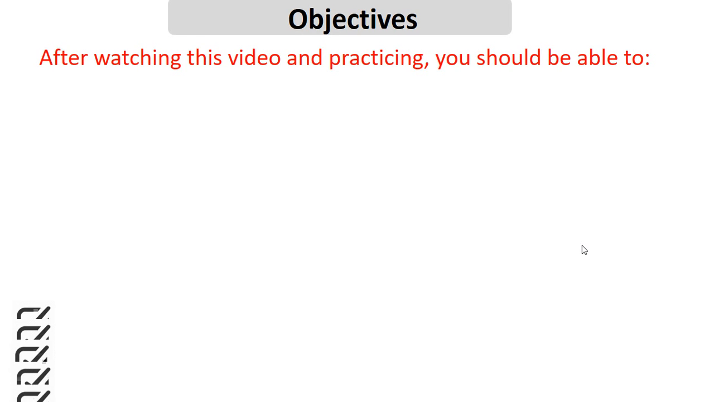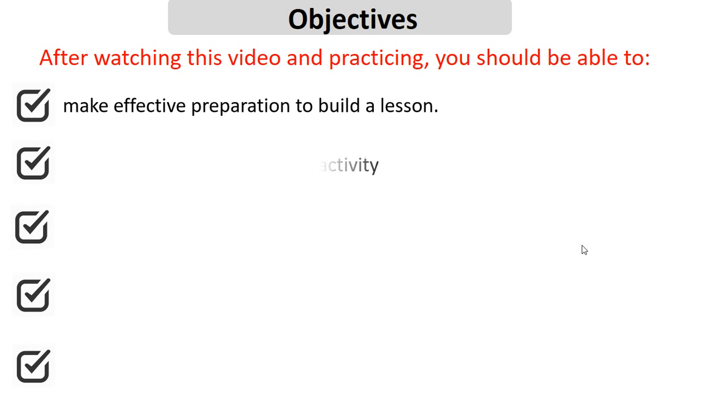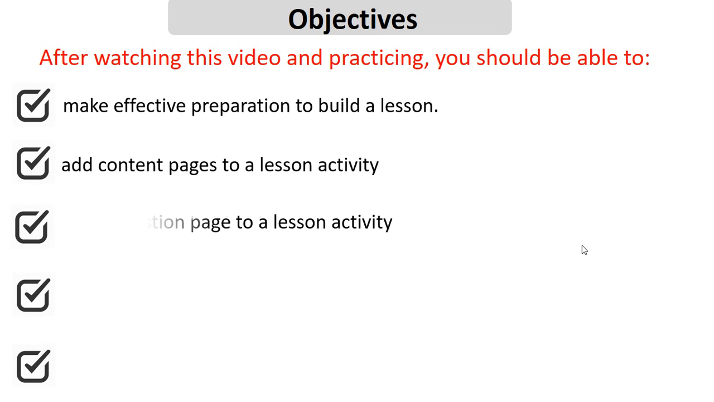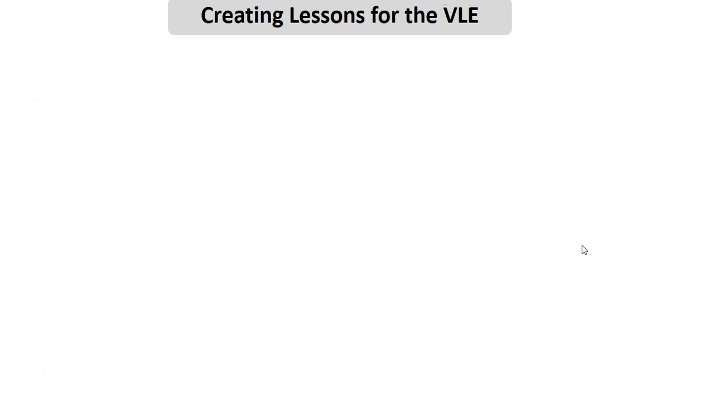After watching this video and practicing, you should be able to make effective preparation to build your own lessons, add content pages to your lesson activity. You should also be able to add question pages, use jumps to link your pages, and finally link your lesson activities to other activities on your course. Like if a child hasn't looked through the lesson, they won't be able to take the quiz or the assignment or any other activity that you have attached.